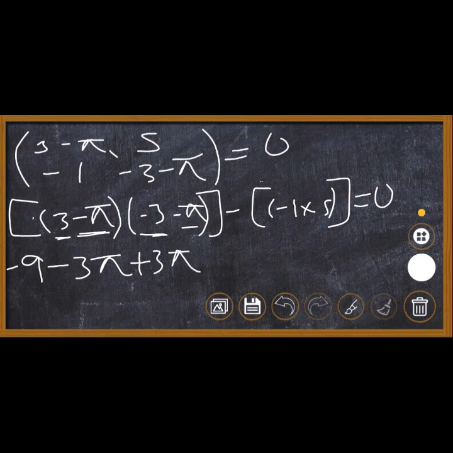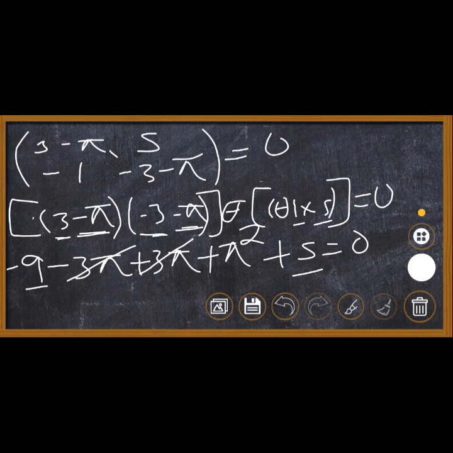And then -pi multiplied by -pi, we are going to have +pi squared. And then negative and negative, we are going to have positive. Then 1 multiplied by 5 is just 5, equal to 0. So in this case, of course, we know that this and this will cancel. And then here we are going to remain with 5 and -9. So what is -9 added to 5? It's -4. So -4 plus pi squared. These are the only values that are remaining in this expression.